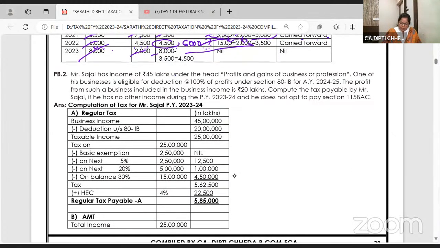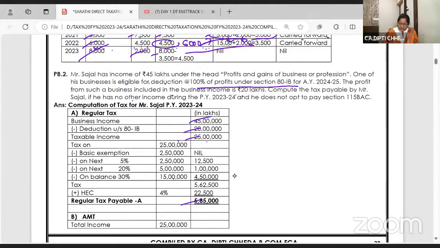Shall we work out one problem for this? Yes. Sajal has income of 45 lakhs from business, which is eligible for 80 IB deduction. The profit of business included in the above, the 80 IB income, is 20 lakhs. So your total taxable income is 25 lakhs. And calculate normal tax for Sajal.